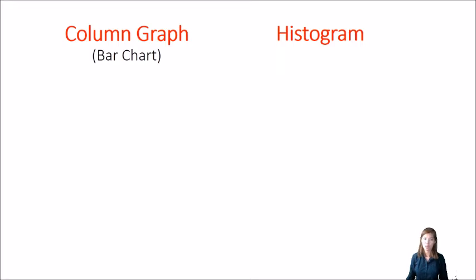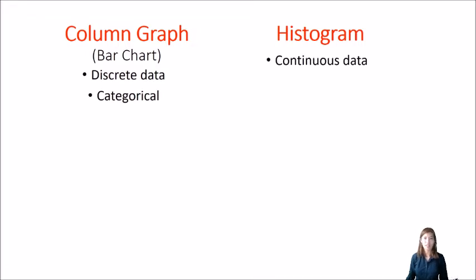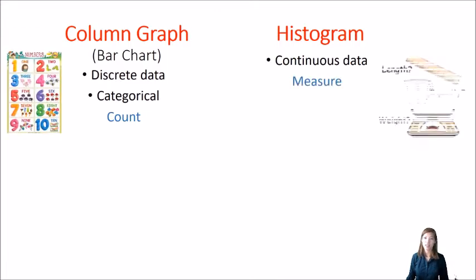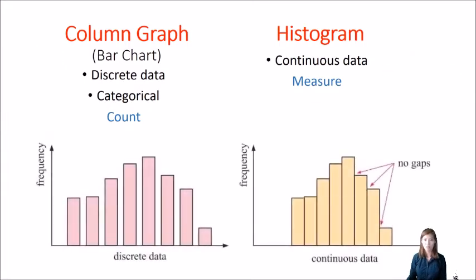Well, first of all, a column graph is also known as a bar chart, and they're used for discrete and categorical data, whilst histograms are used for continuous data. That is, column graphs are for things that you count, whereas histograms are for things that you measure. So if we're talking about how tall you are, 150, 160 centimeters, we're talking about histograms. And if you're talking about counting how many apps you have on your phone, for instance, you're looking at column graphs. This is what they look like.